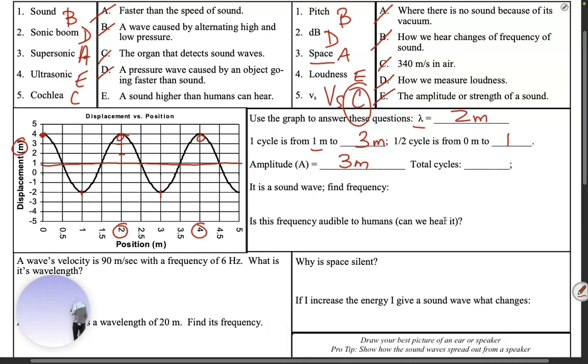How many total cycles are there? We'll start from the beginning. Go down, up, back up to a crest. That is 1 cycle. Down, back up to the next crest, 2 cycles, and then you go down to a trough. So 2.5 cycles is your answer.